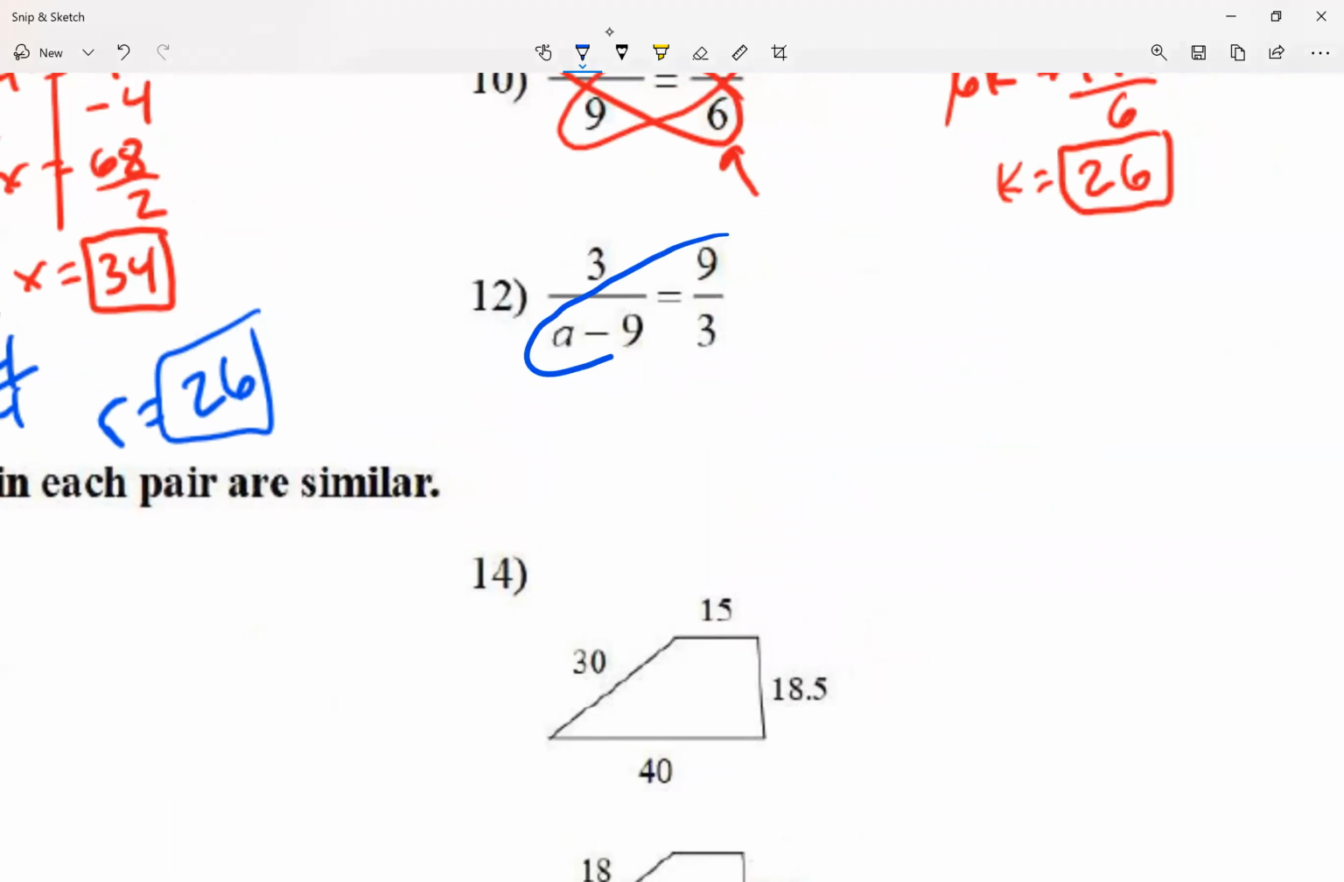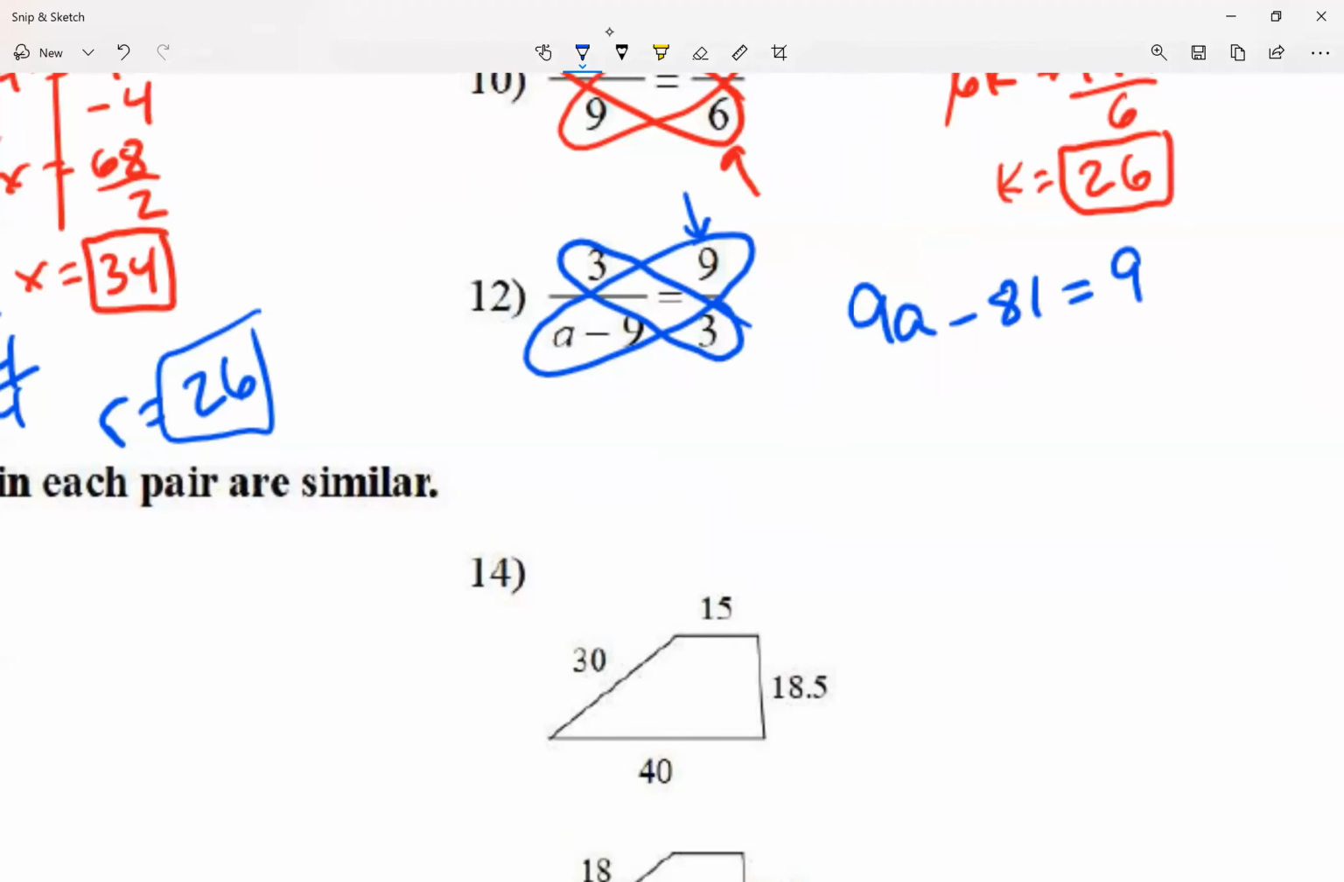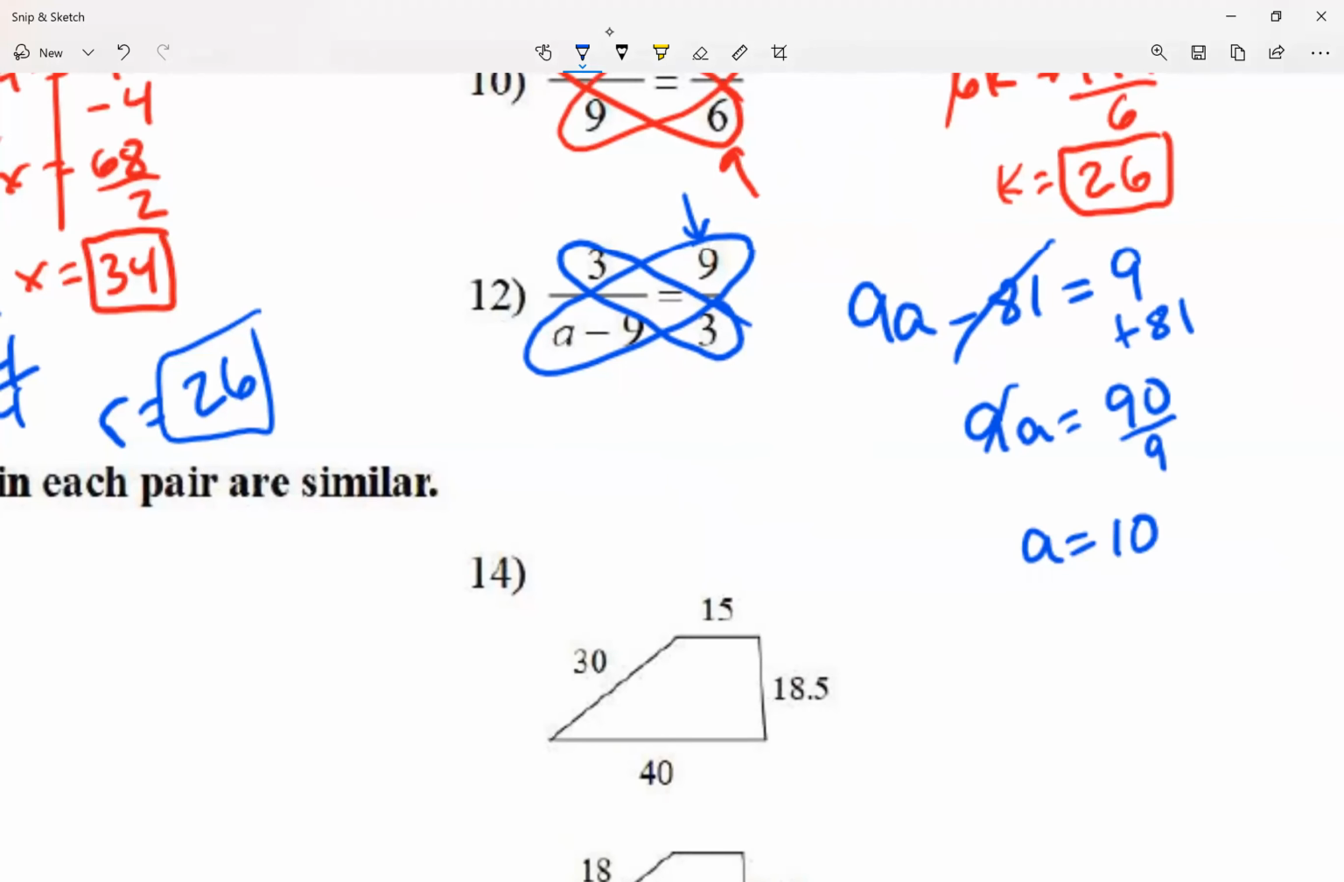Number 12, let me cross multiply this way. The 9, the number by itself, is going to multiply on the other side times the letter and the other 9. So it's going to give me 9a minus 81 equals 3 times 3 is 9. I want to have the 9a by itself. So this minus 81, let me move it to the other side as a plus 81. So I have the 9a is equal to 90. I'll cancel this 9, but I'm going to write it as a division. So I get that a is equal to 10, right? 90 divided by 9.